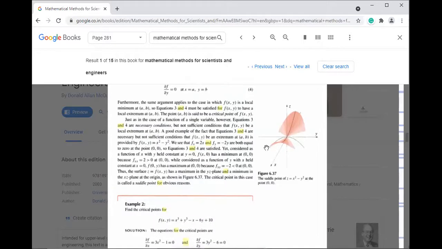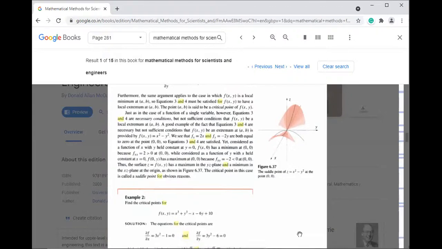I will discuss a saddle point example. Along this direction it is a minimum, whereas along this direction it is a maximum.